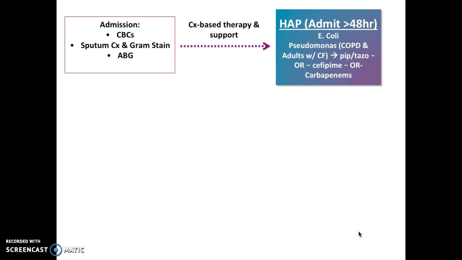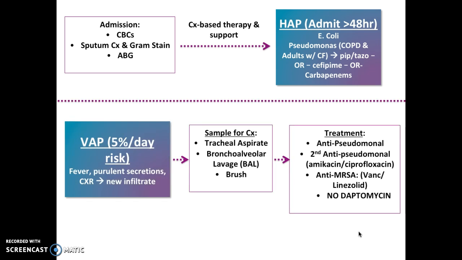Now, on the flip side, you could have a patient who's really sick for other reasons and they're on a ventilator. And every day that they're on that ventilator, there's a 5% chance that they will get ventilator-associated pneumonia. So if they start spiking fevers, if they have purulent secretions that start coming up, or if you do a chest x-ray and you see a new infiltrate that wasn't there before, beware.